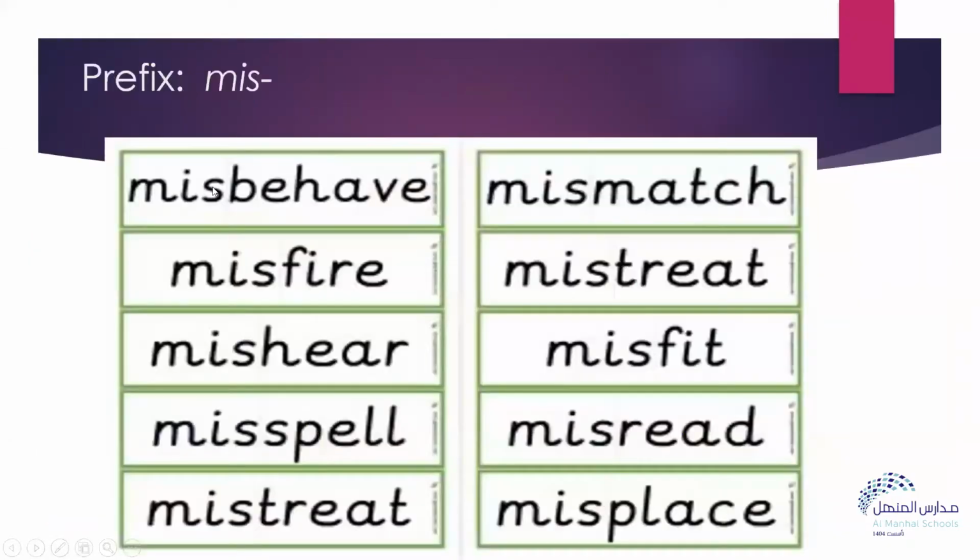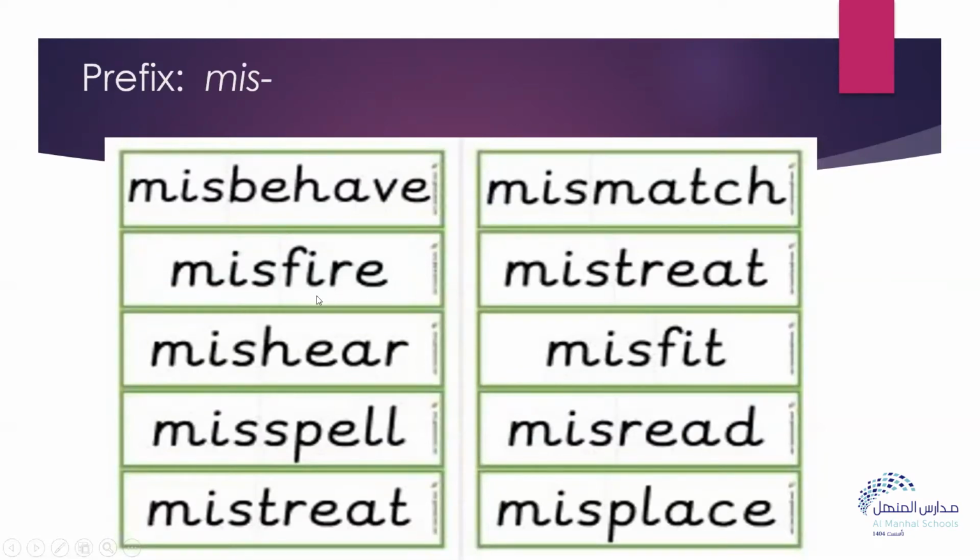So here we have some examples of words that have the prefix miss added. We have misbehave. Here we can see that the base word was behave, but because we added miss in front of it, it meant the opposite, that someone is not behaving. So we can gather that the prefix miss means not. So misbehave is not behaving.